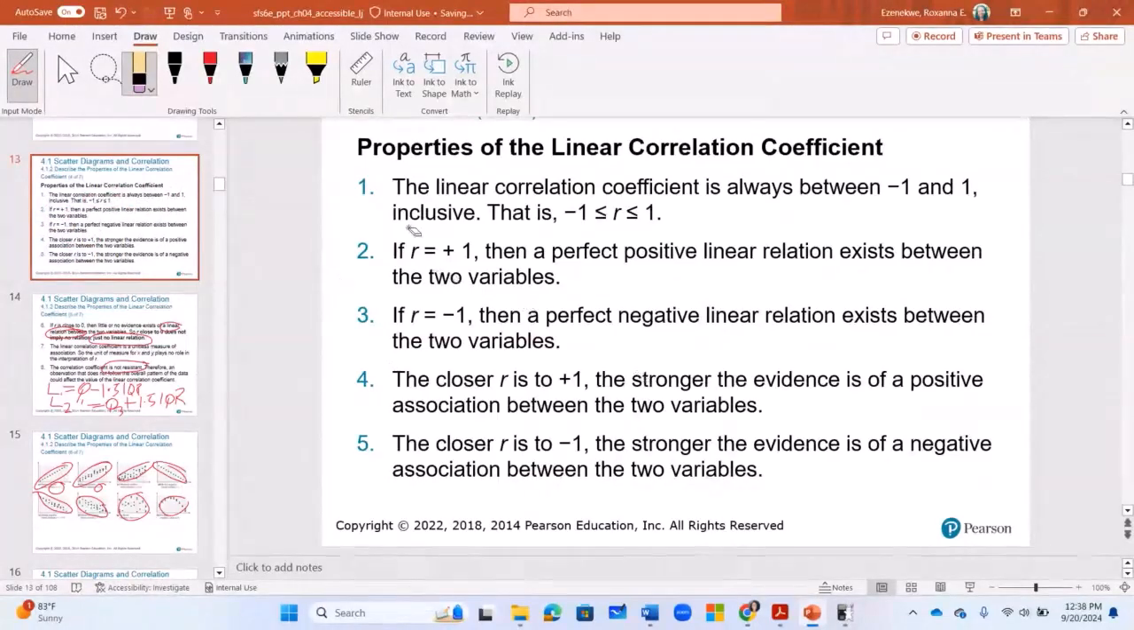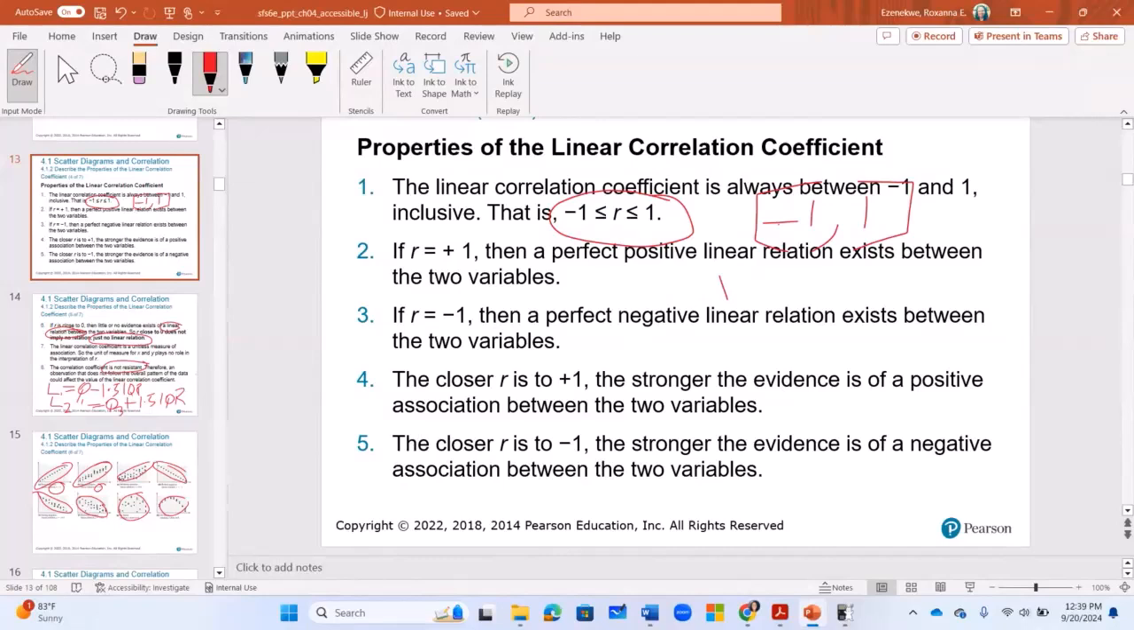All right, so the first property, number 1: the linear correlation coefficient R is between -1 and 1. Because I promised to review it again today, I want to make sure I say it again, where I can write it in interval notation, -1, 1. So the value of R cannot be less than -1, and it cannot be greater than 1.